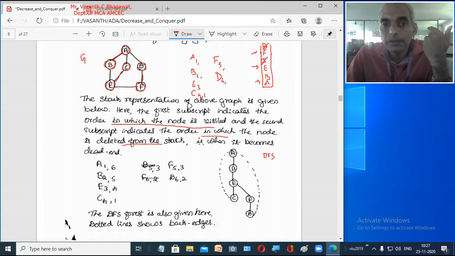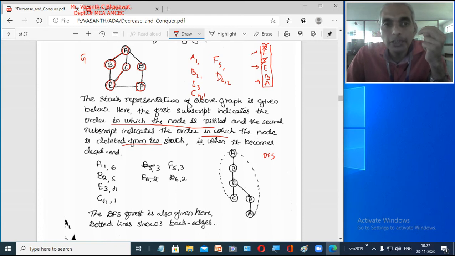So D, you are popping D. So D was the second element which you are going to pop. So in the second subscript, you write it as 2. Now D becomes 6 comma 2. This was the second element which is going to pop. So now the topmost element in your stack is F. So we'll backtrack, we'll come to F.